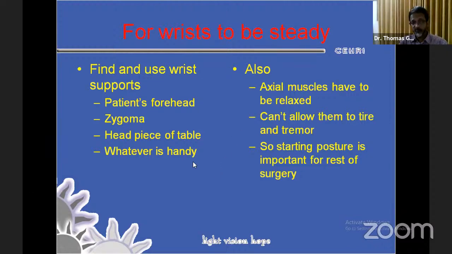Whatever is handy, you try to put your wrist down so that you're steady from wrist up so that your fingers can move perfectly. Also, the axial muscles have to be relaxed for your wrists to be steady. You cannot allow them to tire and start tremoring, and your surgery is going to be difficult. So your starting posture is very important for the rest of the surgery.